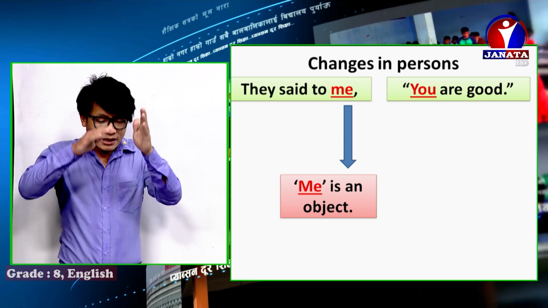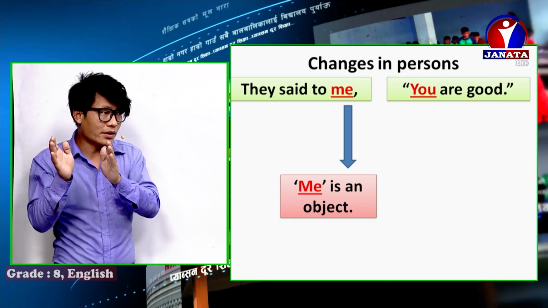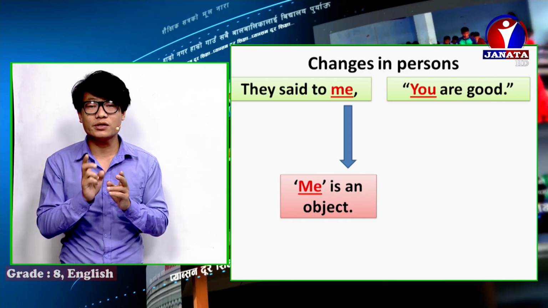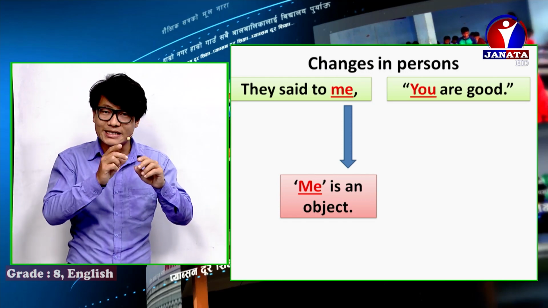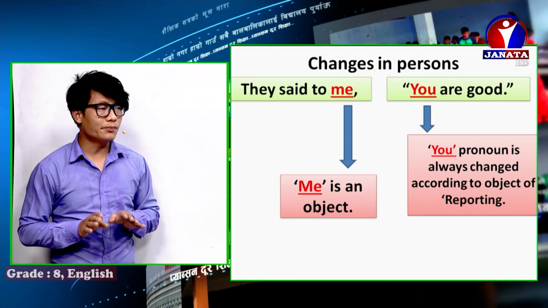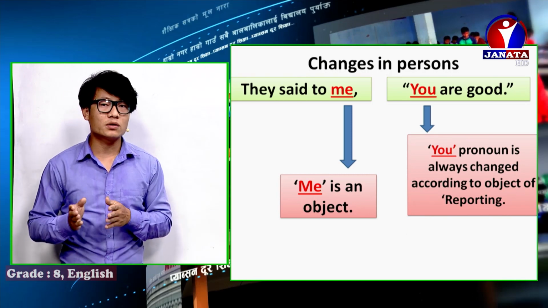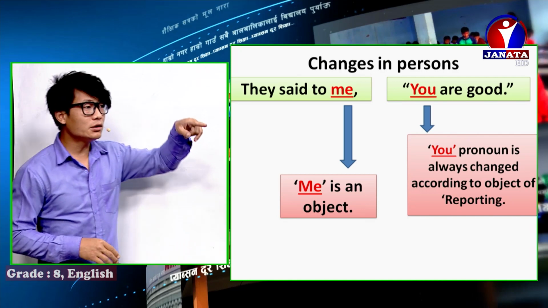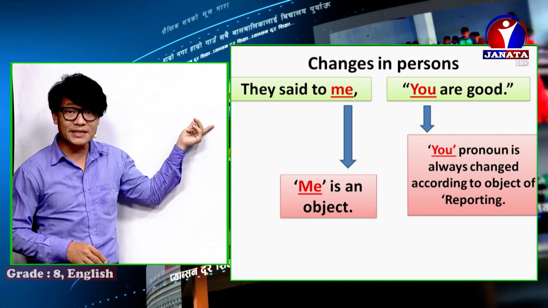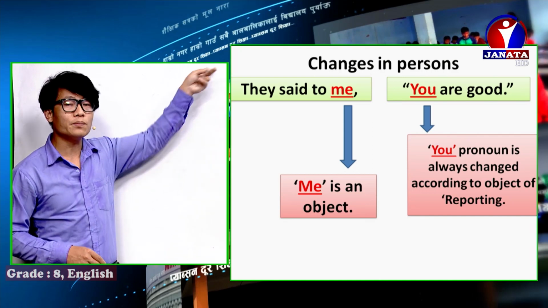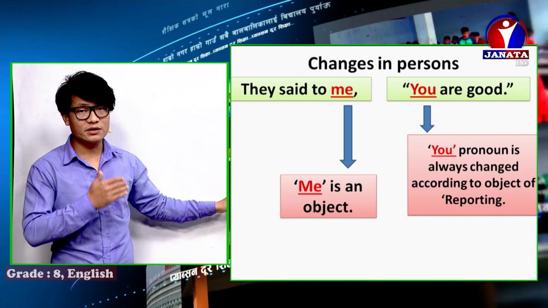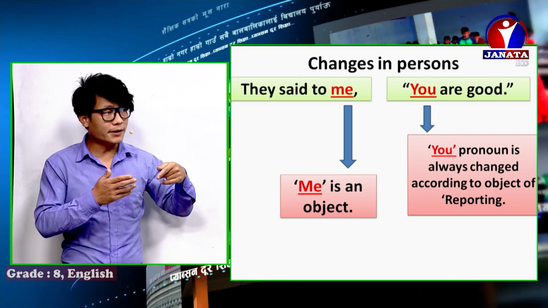And in the reported sentence, you can see "you are good". In that sentence also you can see that the subject "you" has been underlined and is in red color. That means the pronoun "you" is always changed according to the object of reporting. We need to change that "you" according to the object of reporting, and the object of reporting is "me". So we need to change "you" into "me". And the subjective case of "me" is "I". So we need to change like that. They said to me, you are good.